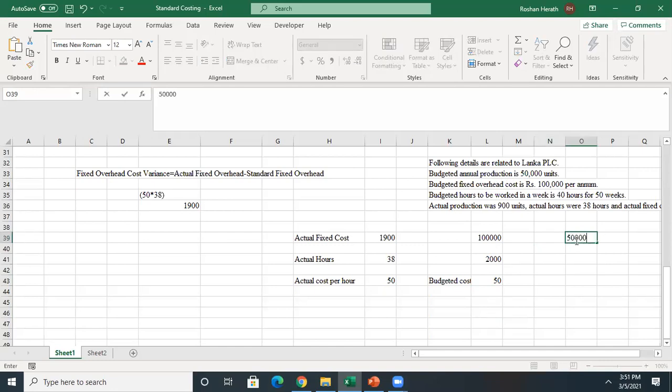So the units, 50,000 units are there. Hours 14 to 50, 2,000 hours. Hours are there, and here we have the production units, right? Budgeted units. So if you divide the hours by units, there it comes how many hours. So this much of hours per unit.